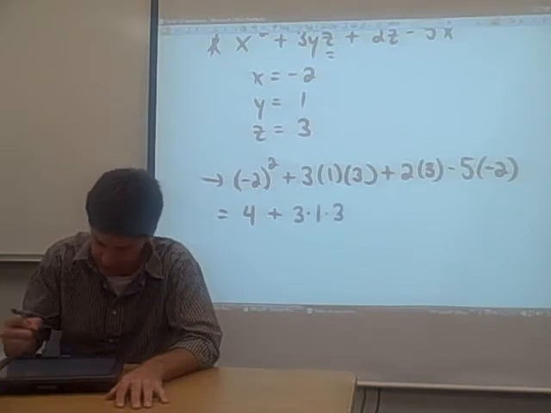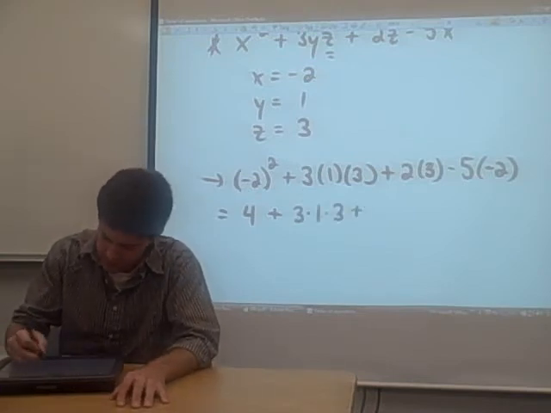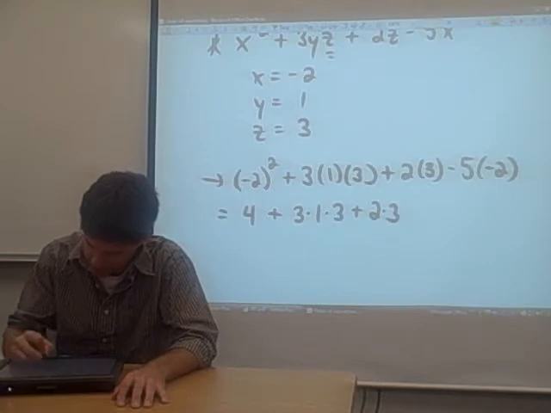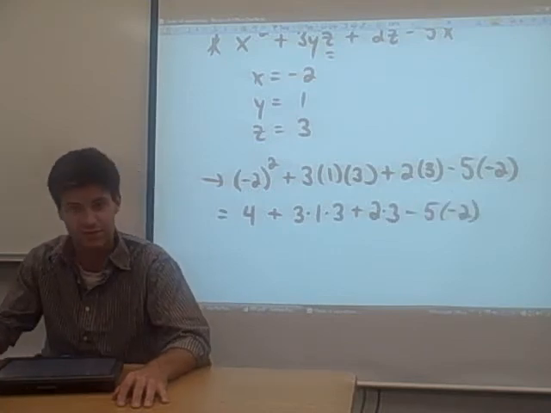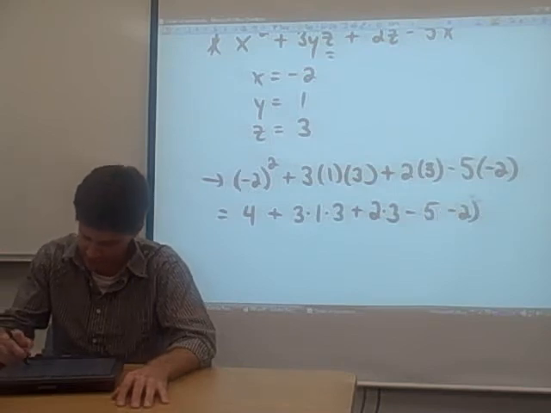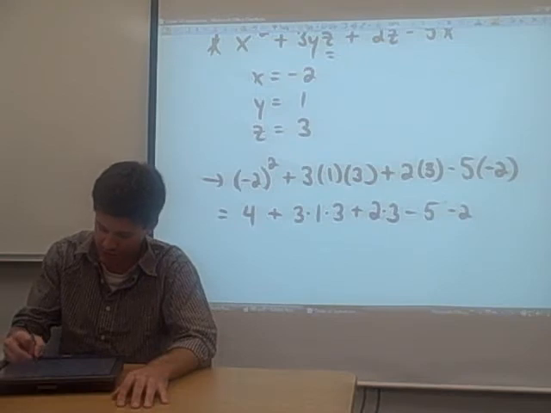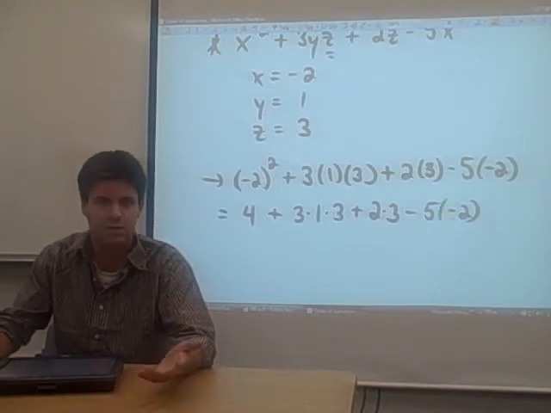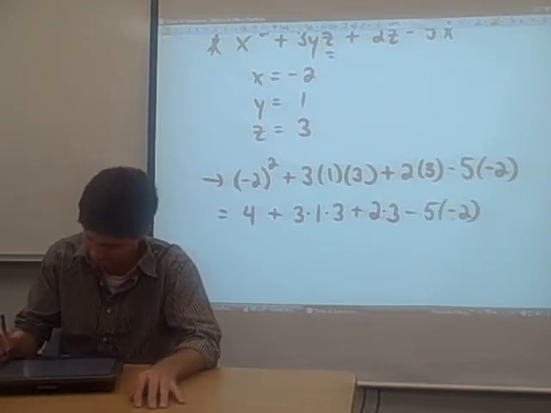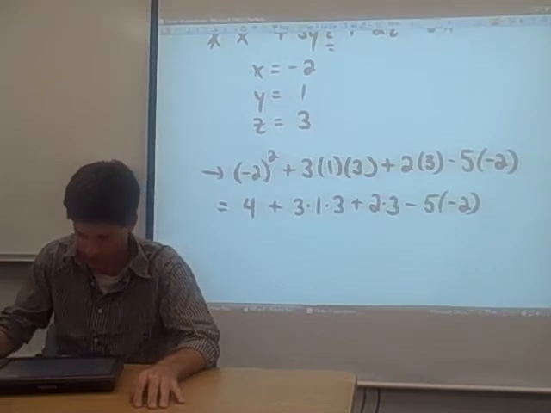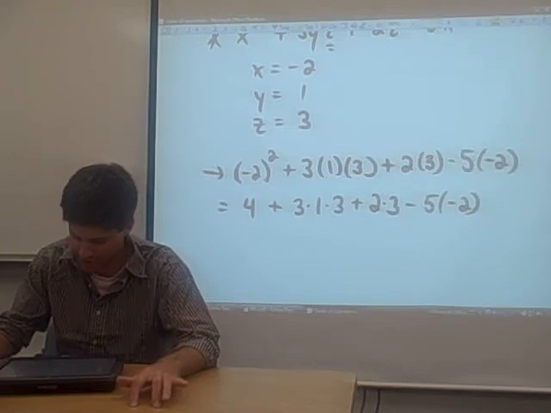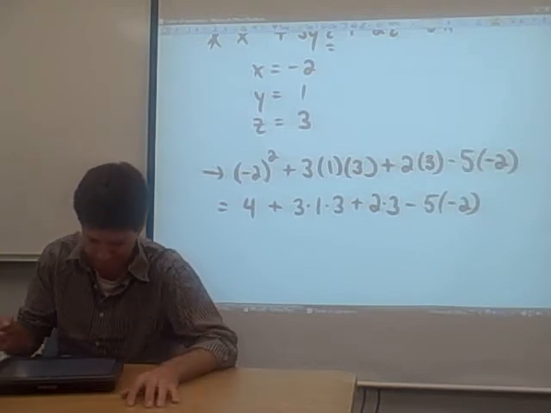3 times 1 times 3. 2 times 3 minus 5 times negative 2. Now I'm going to keep those parentheses because if I got rid of them, you'll notice, hey, that looks a whole lot like 5 minus 2 at the end there. We want to keep in mind that we're multiplying those two numbers, so that's why we put the parentheses in there. Okay, so we got rid of the exponents, and we got rid of all the parentheses that we could, and now we need to multiply.